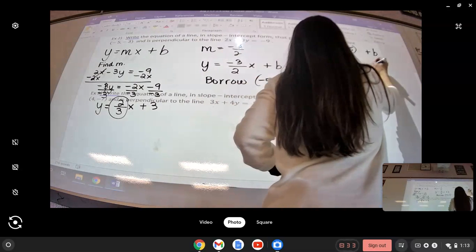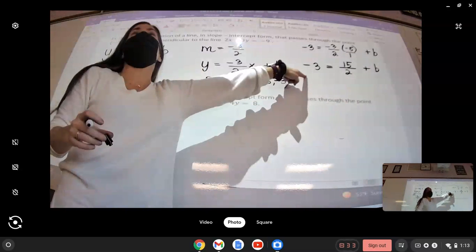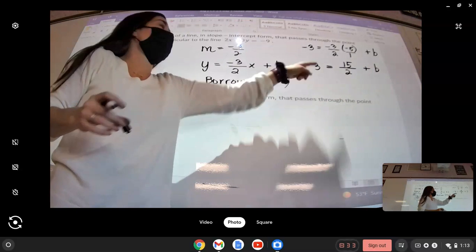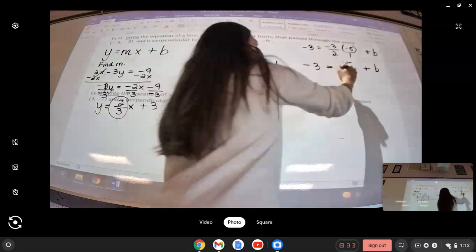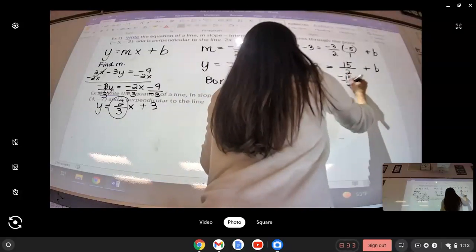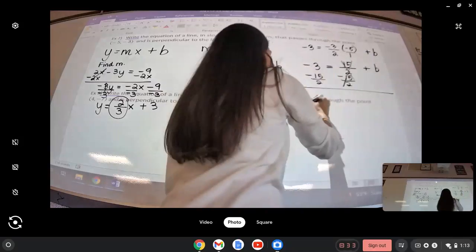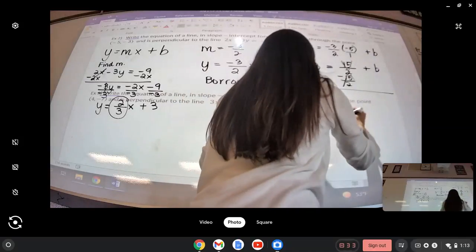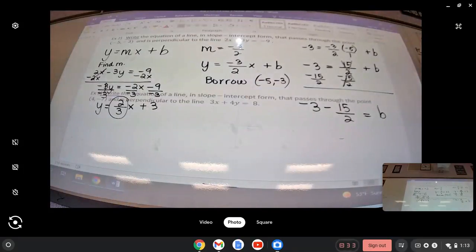Everybody should have this. To get B by itself, all you have to do is minus those 15 halves to the other side. Right? Because -3 times -5 is 15, 2 times 1 is 2. Now we're going to move this over. So now whatever -3 minus 15 halves is, that's B. You need to either ask your calculator what is -3 minus 15 over 2, or you should be able to do it on your own. Get a common denominator.